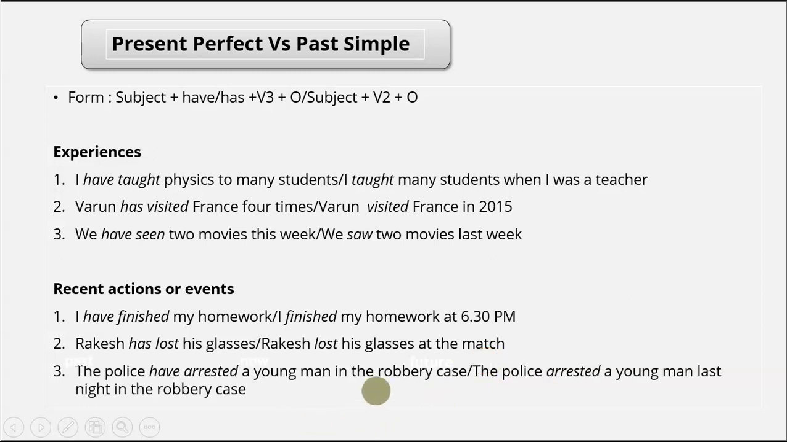The police have arrested a young man in the robbery case. Present perfect. What will be the past simple? The police arrested a young man last night in the robbery case. We are specifying the time.